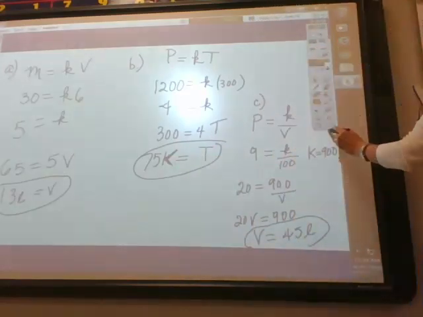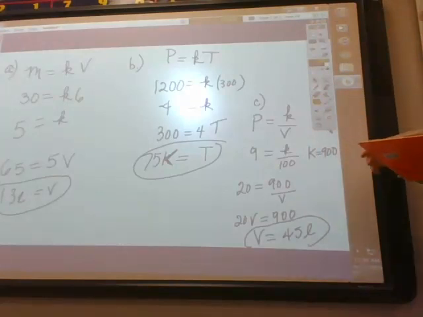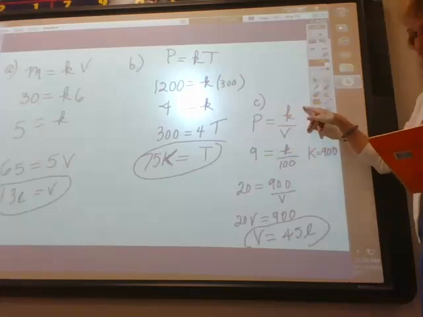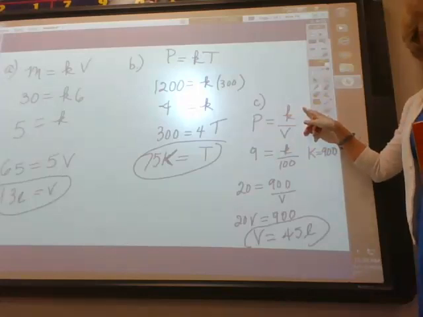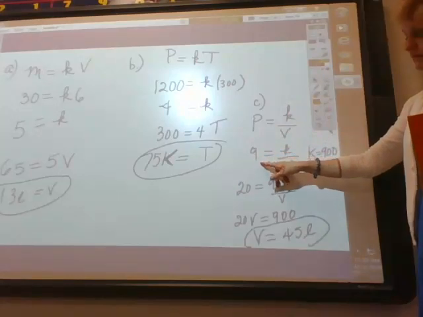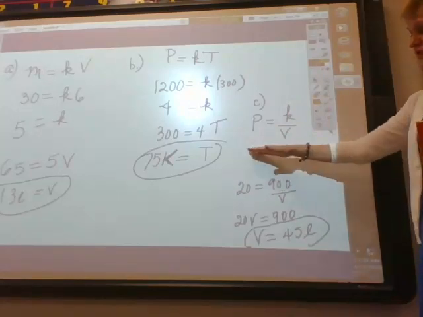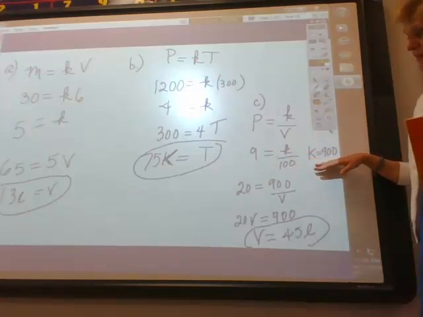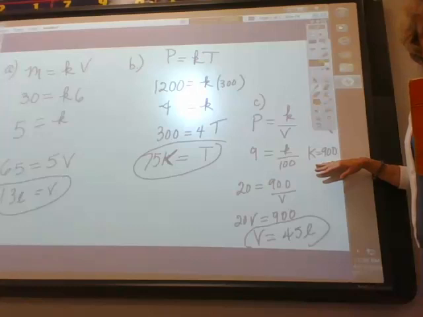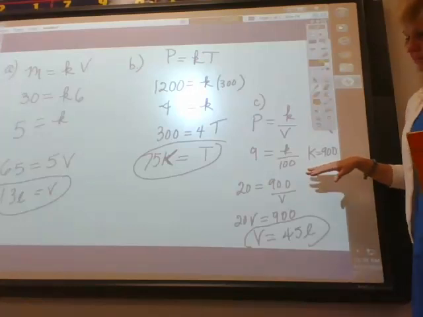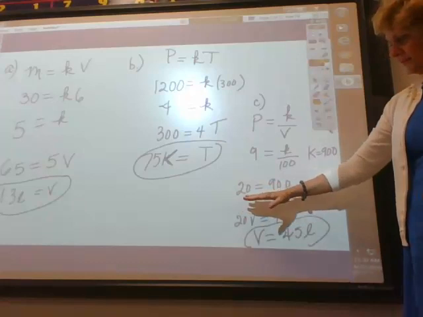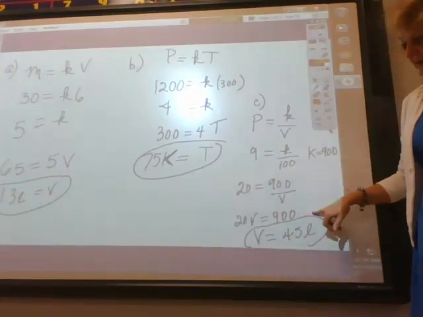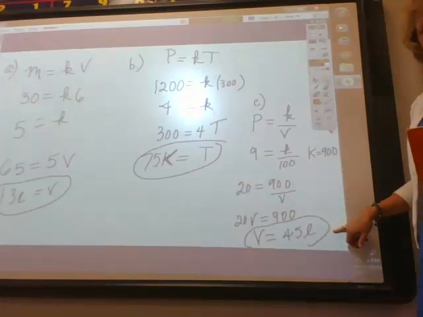Okay. All right, and then C, the pressure varied inversely as the volume. Okay, so I set it up like this. It said that the pressure is 9 pascals, the volume is 100. So algebraically, my K was 900. Okay, then I rewrote the problem under the conditions of the pressure increased to 20, right? The constant over the volume. So algebraically then, the volume was 45 liters.